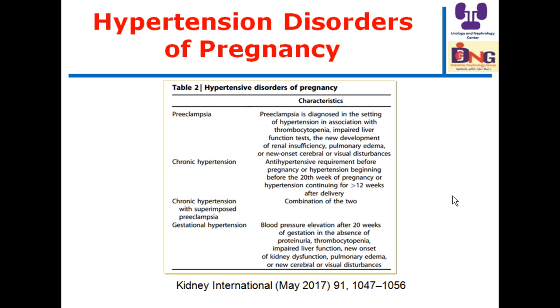Gestational hypertension is blood pressure elevation after 20 weeks of gestation in the absence of proteinuria, thrombocytopenia, impaired liver function, new onset of kidney dysfunction, pulmonary edema, or new cerebral or visual disturbance. So it is just the blood pressure component of preeclampsia. So gestational hypertension is just increased blood pressure after 20 weeks of gestation.